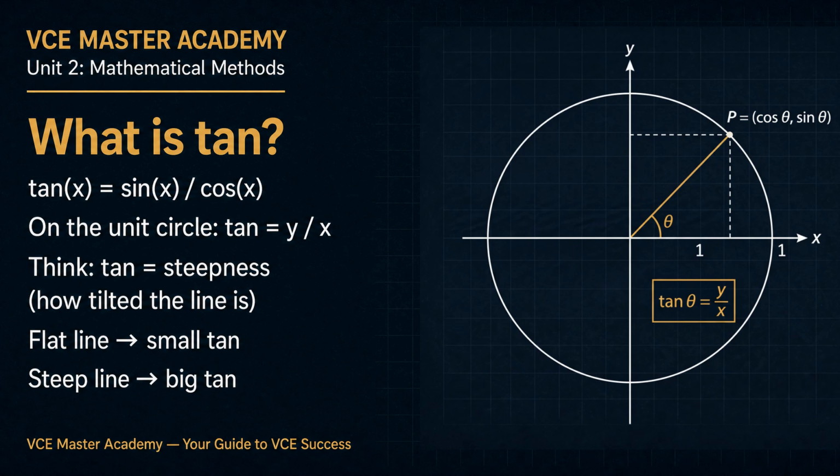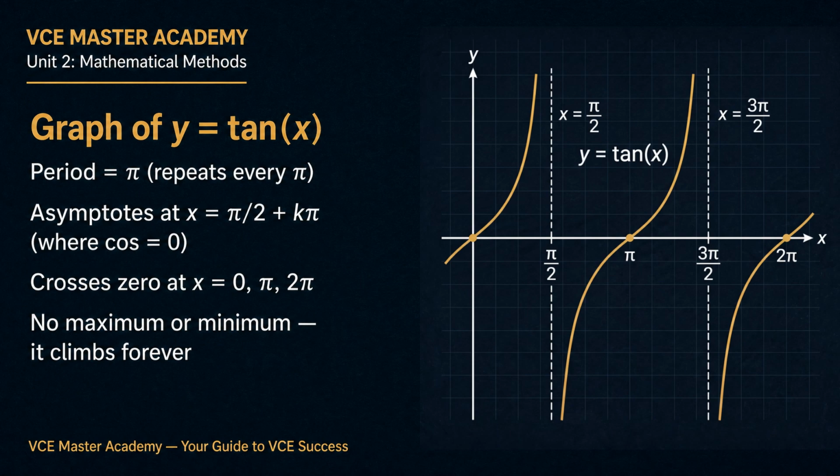A flat line has a small tan. A steep line has a big tan. Look at the unit circle on the right. Tan is that ratio, y over x. Now let us look at the graph of y equals tan x on the right. It has a few special features.